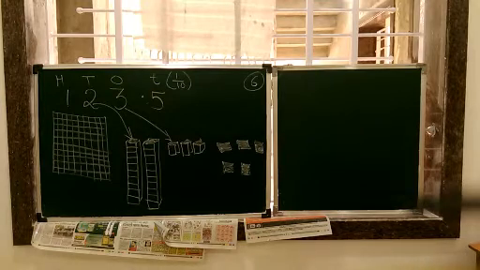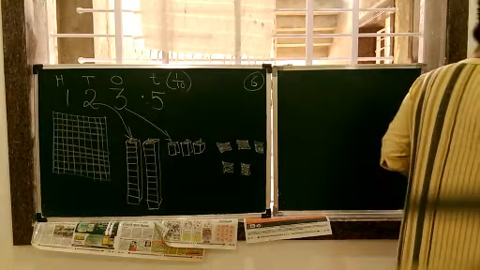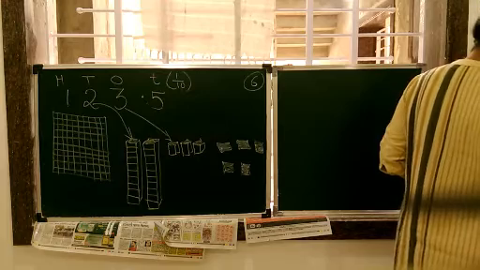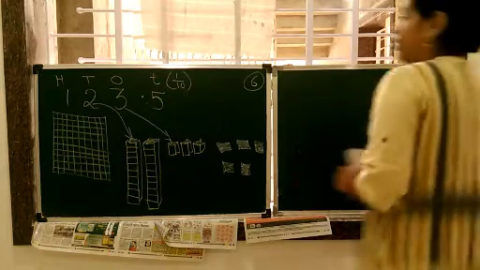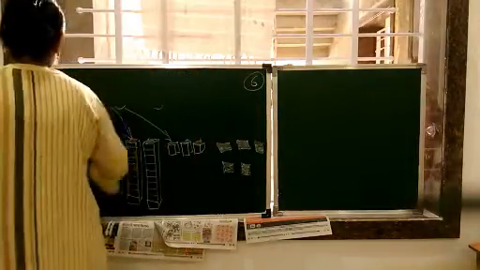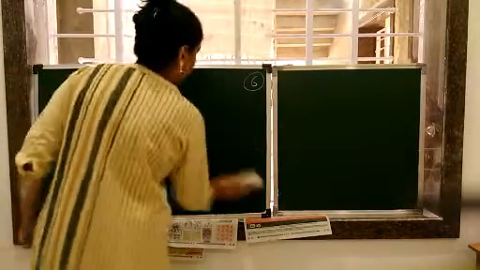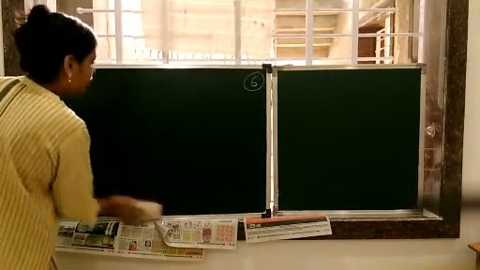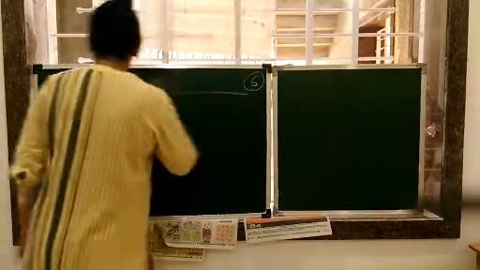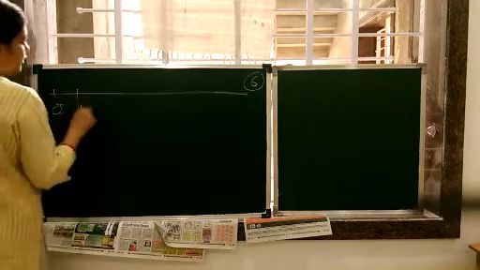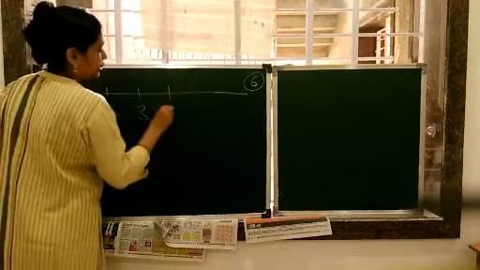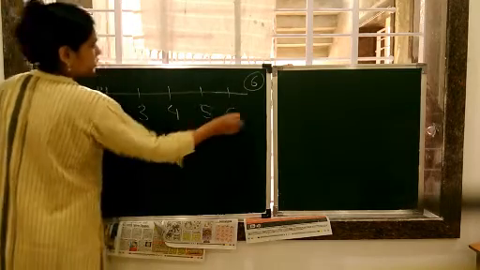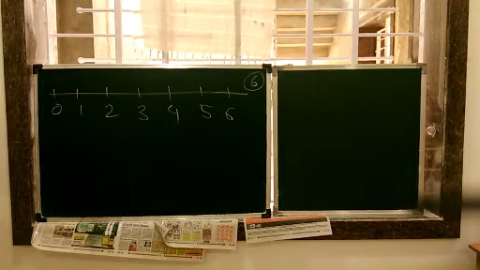After this, children, we are going to discuss how to draw or represent decimals on a number line. How to draw or represent decimals on a number line. Now, suppose this is a number line. It is very simple. 0, 1, 2, 3, 4, 5, 6. Very simple to show the numbers on a number line.